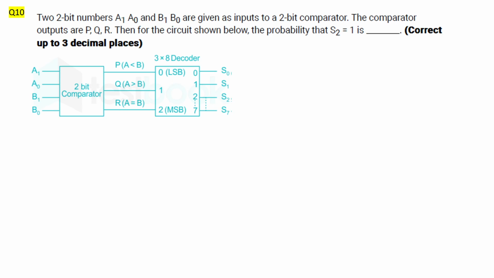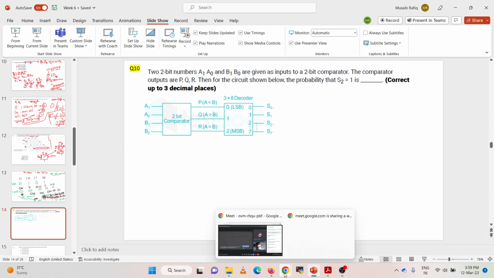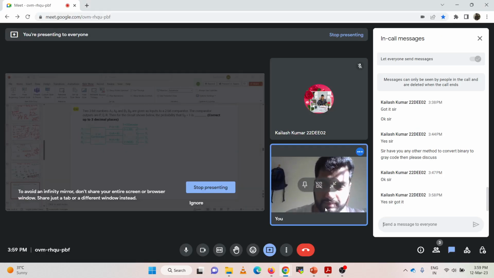I'll again read the question. We have two 2-bit numbers A1, A0 and B1, B0. They are given as input to the 2-bit comparator. The comparator has outputs P, Q, R, where P is A less than B, Q is A greater than B, R is A equal to B. Then you need to find out the probability that S2 will be equal to 1. So do it. I'll give you 5 minutes. After 5 minutes, I'll show you the solution.